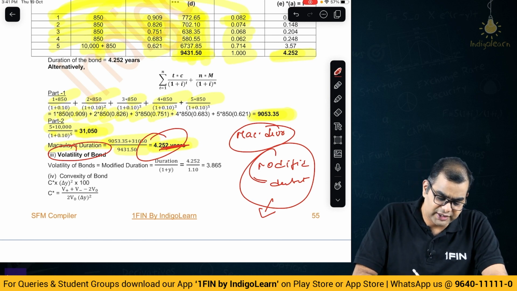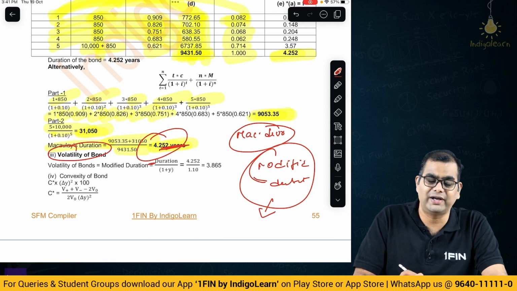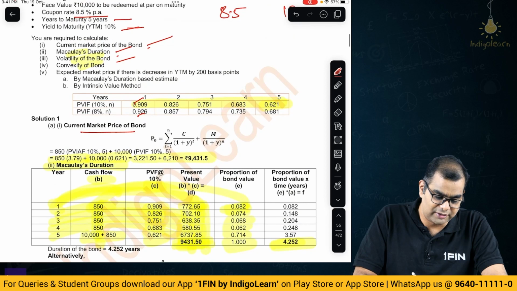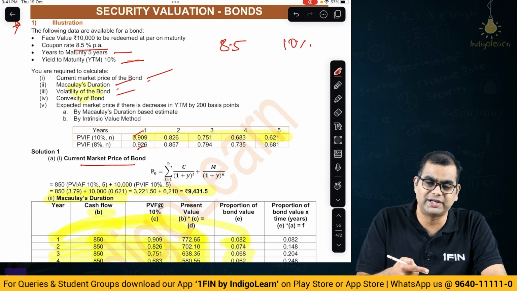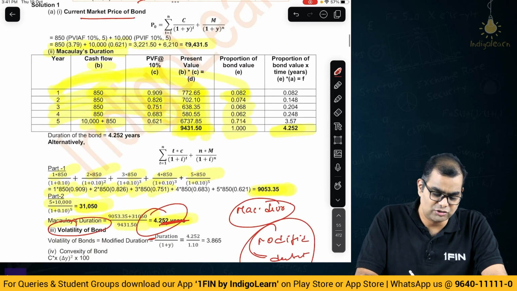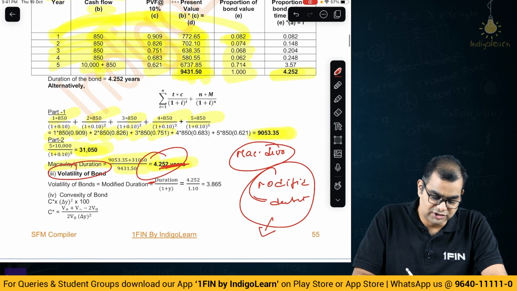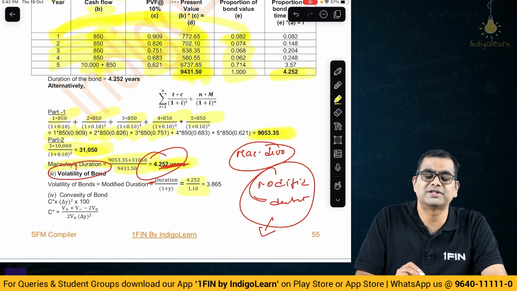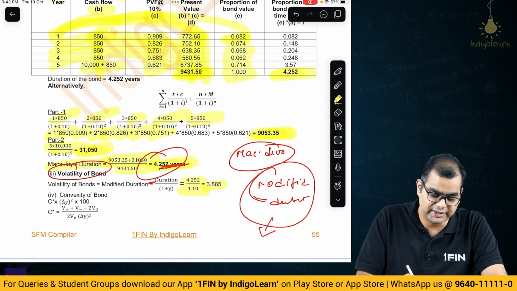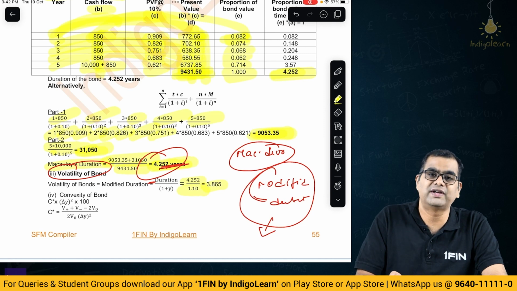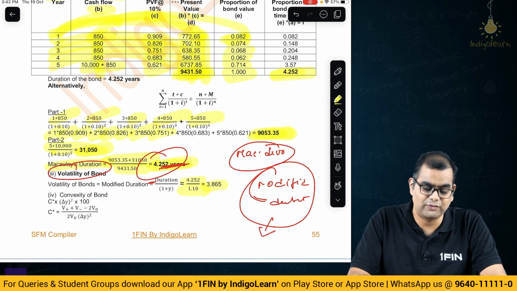And I told you the formula, modified duration is minus of Macaulay duration by 1 plus y by n. Here this particular bond does not have multiple coupons in a year, it is only one annual coupon payment. So here modified duration is going to be minus Macaulay duration divided by 1 plus y. So Macaulay duration is 4.25 divided by 1 plus y, yield is 10%, so you get 3.865. So 3.865 is the sensitivity. So for a 1% change in the yield, the bond price will change by 3.865%.